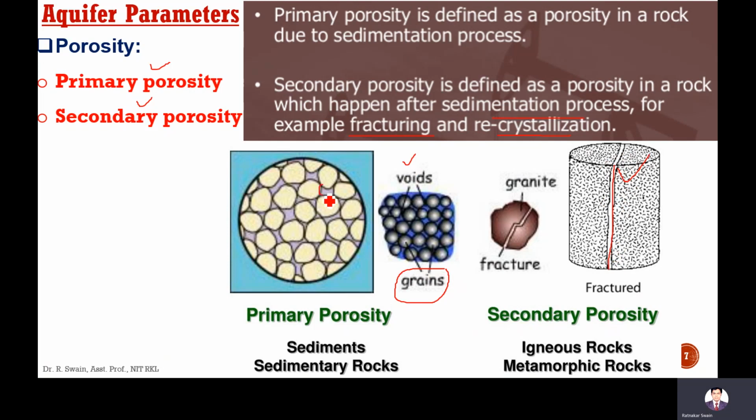So here you can see these are the porosity, porous means voids. The porosity due to these voids between the particles is called primary porosity. So for the whole soil mass, or you can say rocks, if there is a fractured rock, then there will be a gap, and due to that gap there will be voids, and that is called secondary porosity.